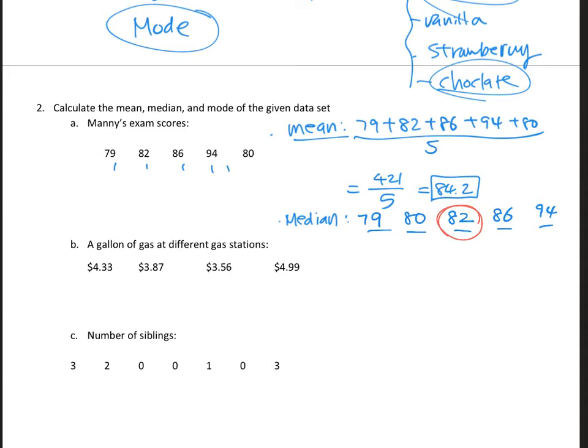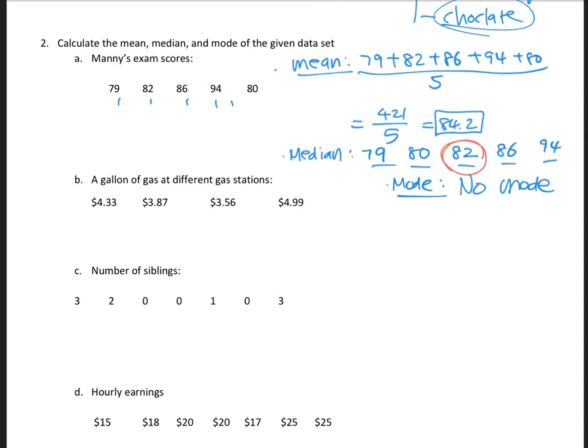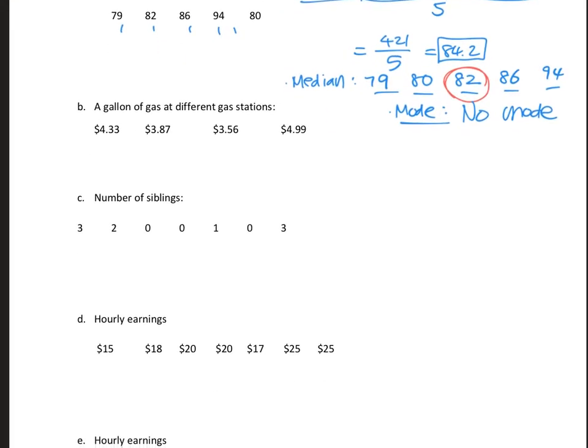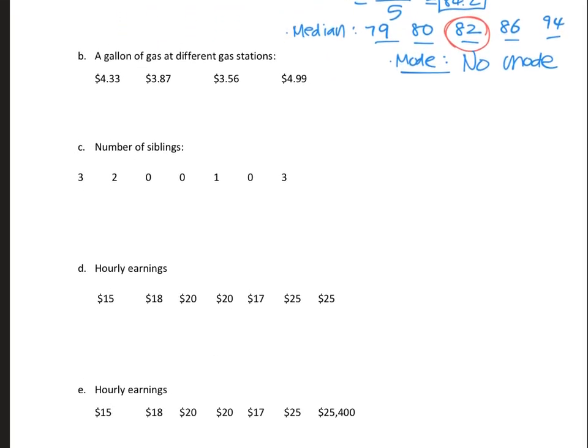Here, do I have a mode? Is there any number that occurs the most often? I don't think there are any repeats, so no mode. Okay, so that's how I'm going to calculate the mean, median, and the mode. Here I'm going to have you pause and work on the rest of number 2.